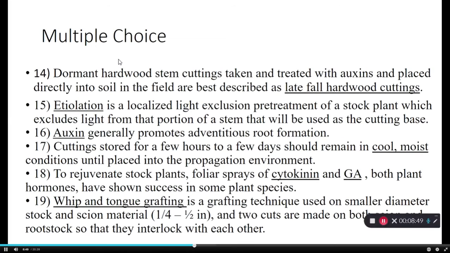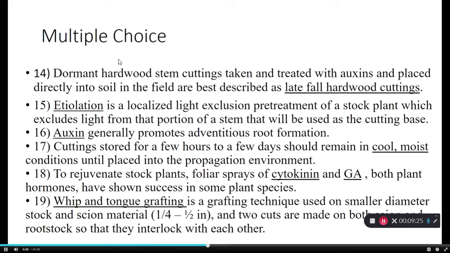Going to 14, dormant hardwood stem cuttings taken and treated with auxins and placed directly into the soil in the field are best described as late fall hardwood cuttings. That was another one of those 4 methods of production of hardwood stem cuttings. Number 15, etiolation is a localized light exclusion pre-treatment of stock plants which excludes light from a portion of the stem.